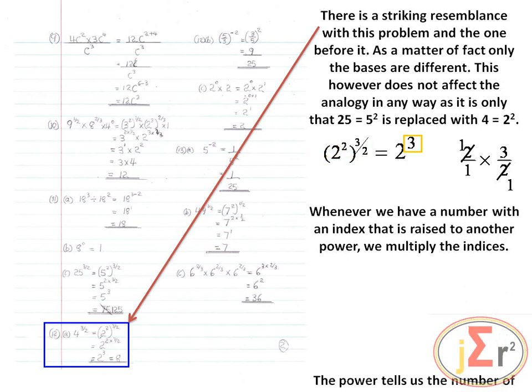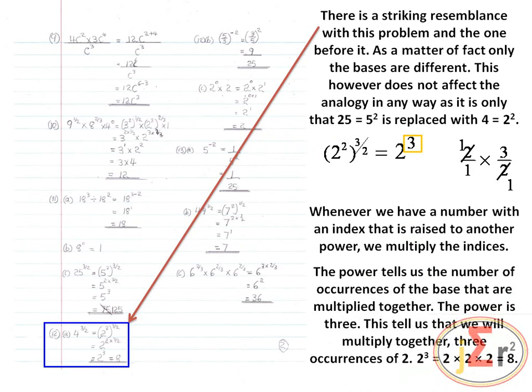What do we do after that? The power tells us the number of occurrences of the base that are multiplied together. The power is 3. This tells us that we will multiply together 3 occurrences of 2. So 2 to the power of 3 is equal to 2 times 2 times 2, which is actually equal to 8. 2 times 2, 4. 4 times 2, 8. And that is all there is to it.